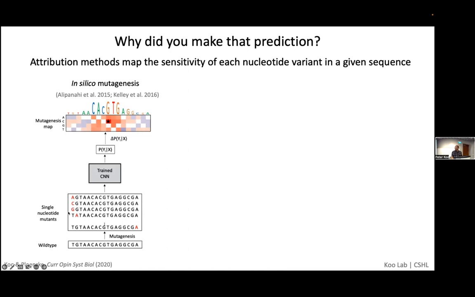Essentially, this is a perturbation analysis. You're perturbing the input and monitoring how the model's prediction changes. A natural perturbation in genomics is a single nucleotide mutation. So we can systematically mutate each nucleotide in a given sequence and map out an in silico mutagenesis map. We can represent this as a sequence logo like this here at the top. One issue with in silico mutagenesis is it's computationally very demanding.